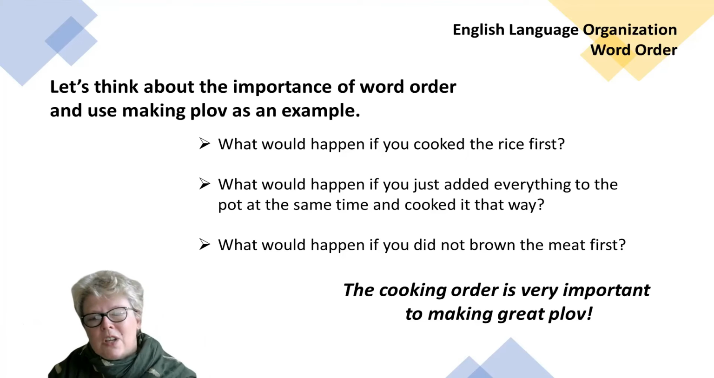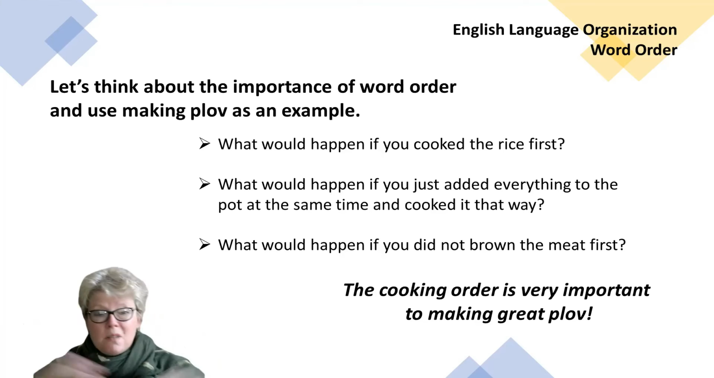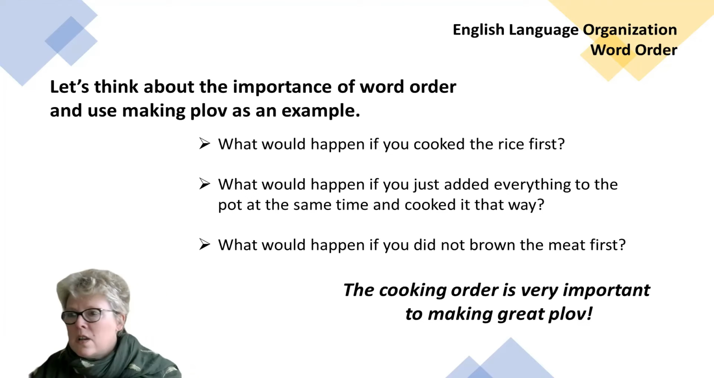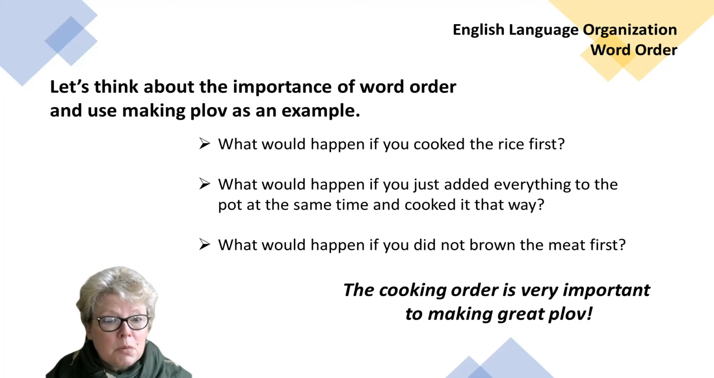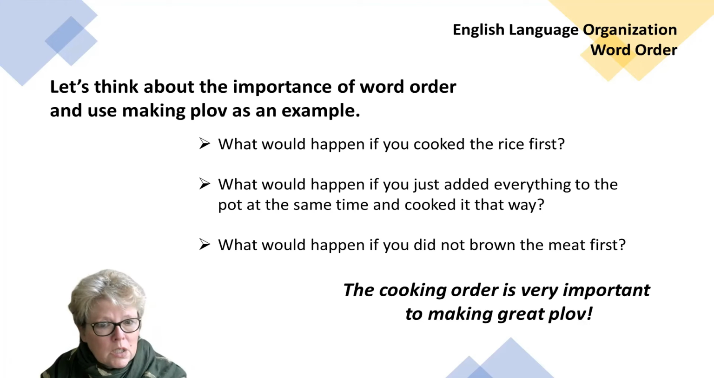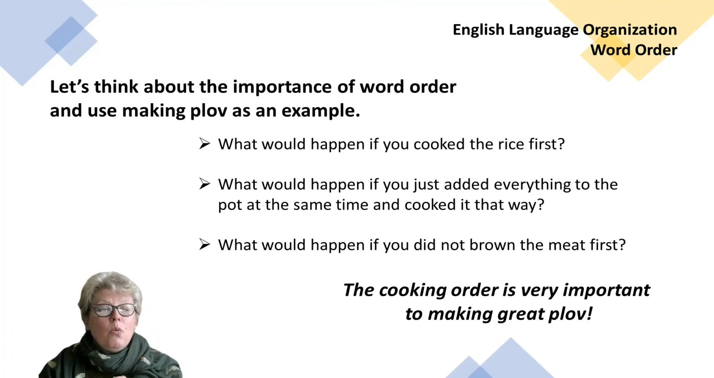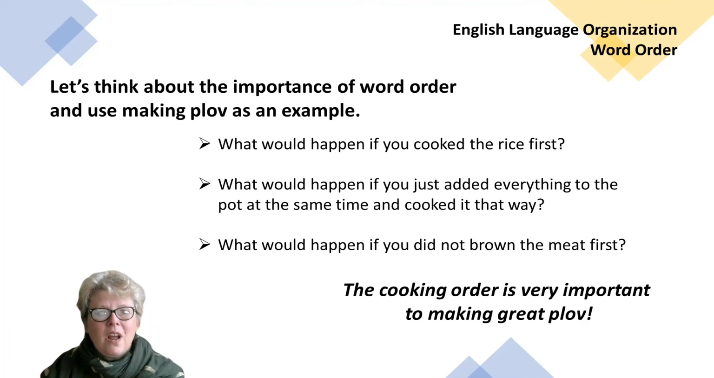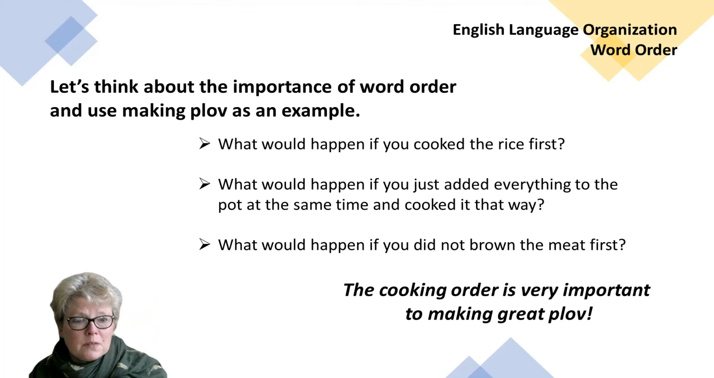What would happen if you just added everything to the pot at the same time in the beginning? Everything, rice, meat, spices. What else? All the vegetables. Would it work? No, it would cook, but it wouldn't be pilaf. Okay. So what would happen if you did not brown the meat first? It wouldn't taste the same. So the point is, the cooking order is very important to making great pilaf.